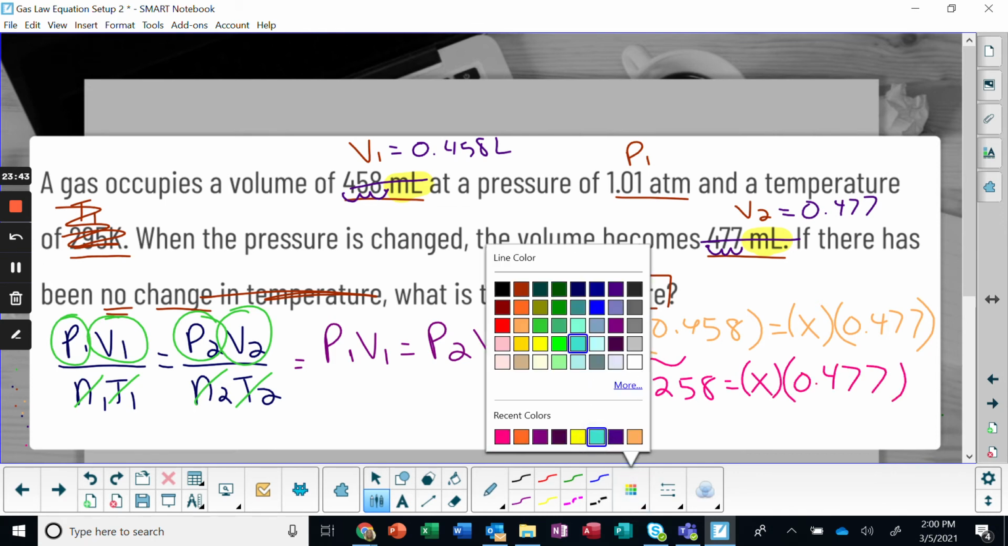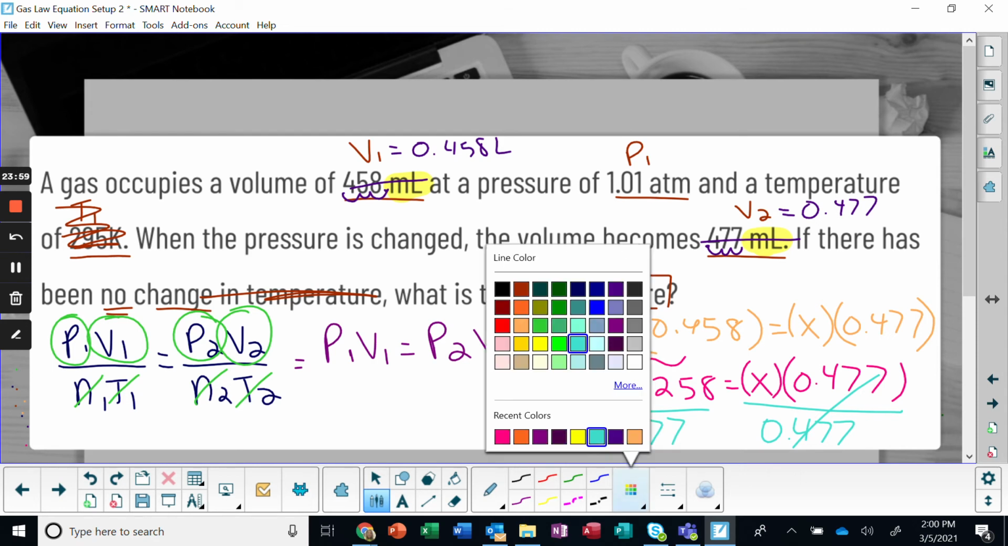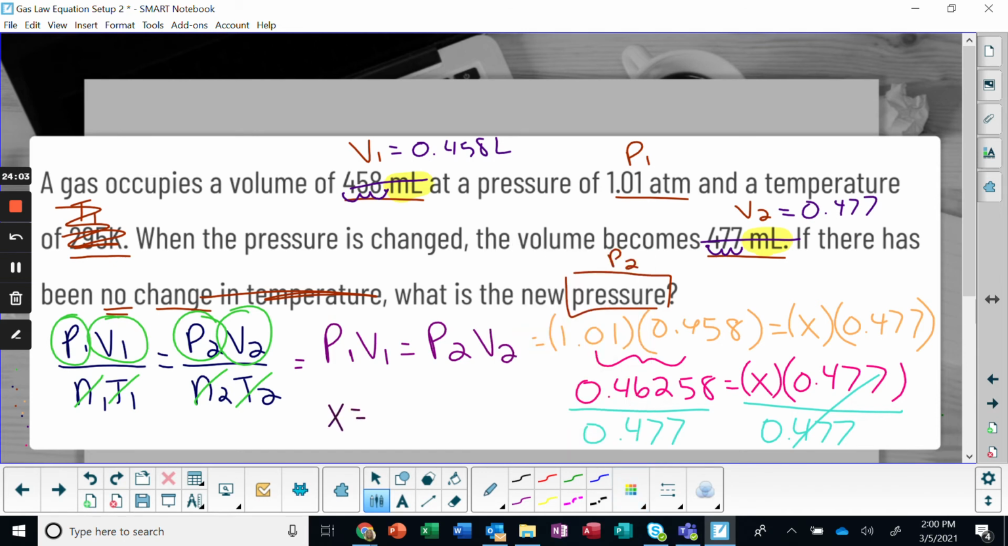Remember, to solve, we must do the opposite function. So the opposite of multiplication is division. And we get X equals 0. And I'm rounding to 3 significant figures, okay? 970 ATM.